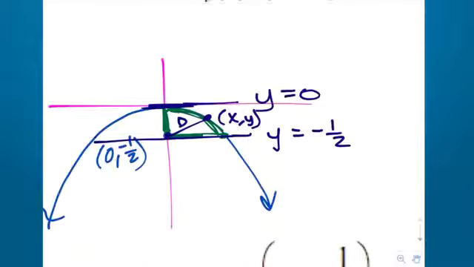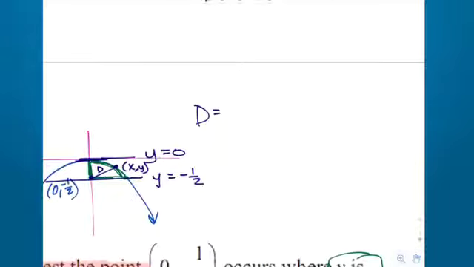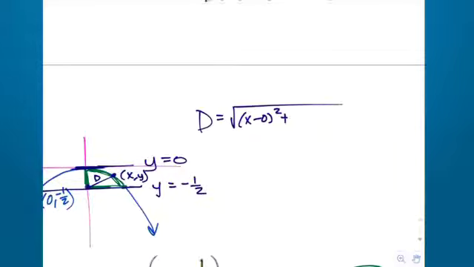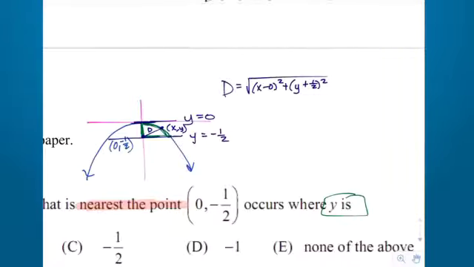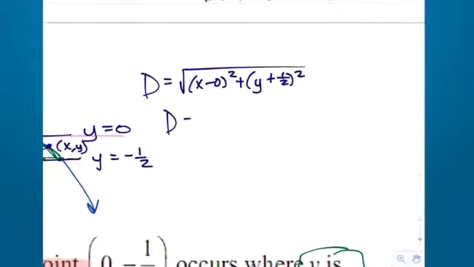So to write the equation for the quantity we're trying to minimize, which is distance, remember it's the square root of the change in x, which is x minus 0 squared, plus the change in y, which is y minus negative 1/2, or y plus 1/2, squared. Now we need to get that in terms of a single variable. You could do it in terms of either variable, but since it's asking for the y coordinate and not the x coordinate, it'd be great if we can get this in terms of y instead of x.